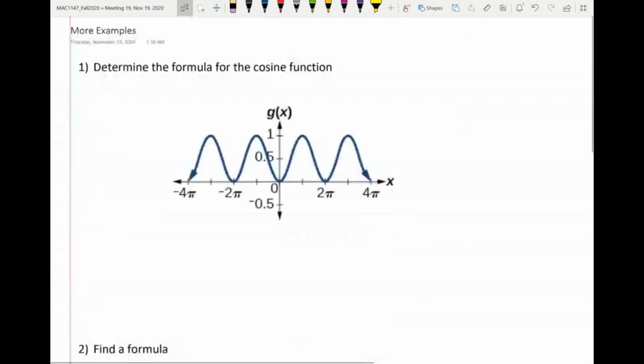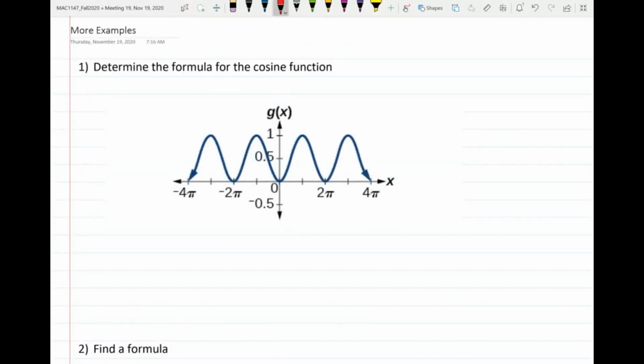All right, so our job is to find a formula for this function. And because it's telling us that this is a cosine function, we already know that the way this is going to look is as follows. G of x equals a times cosine of bx minus c, plus d. So really, the question is, what are a, b, c, and d? Do you understand this?